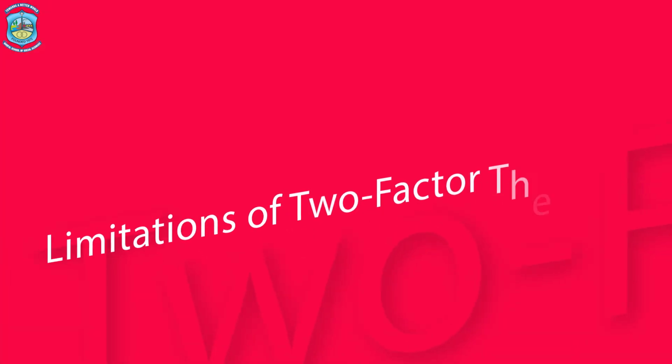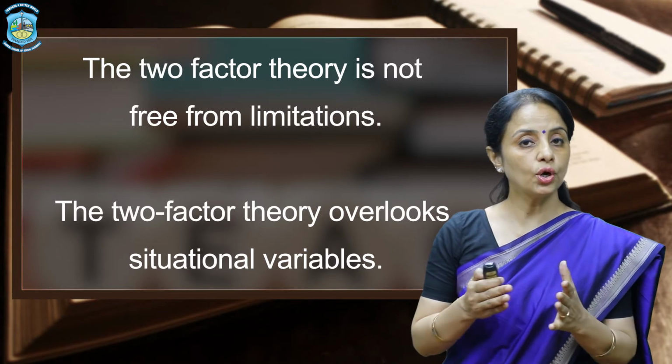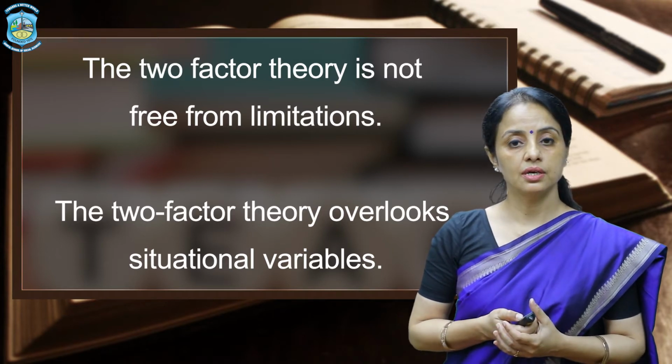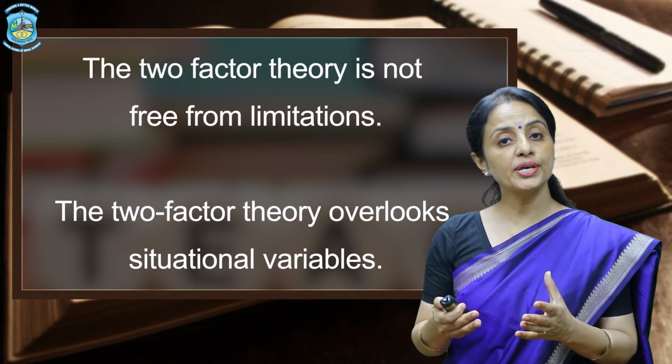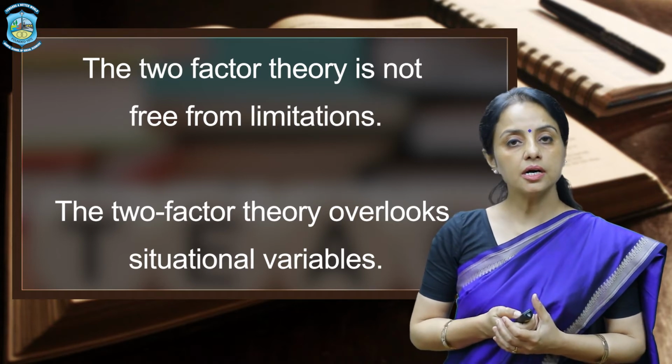What are the limitations of two-factor theory? The two-factor theory is not free from limitations. It overlooks situational variables. Herzberg assumed a correlation between satisfaction and productivity. But the research conducted by Herzberg stressed satisfaction and ignored productivity. The theory's reliability is uncertain.